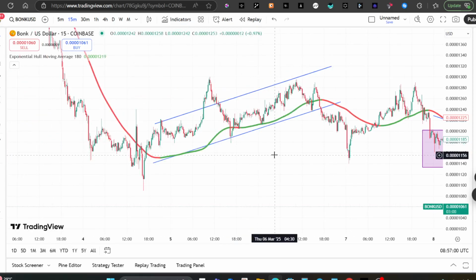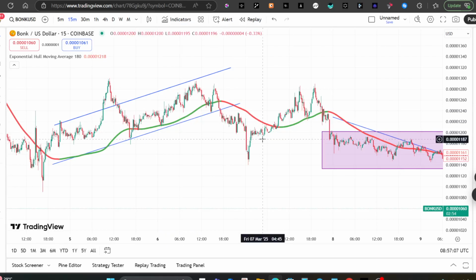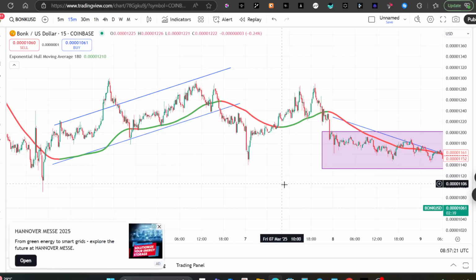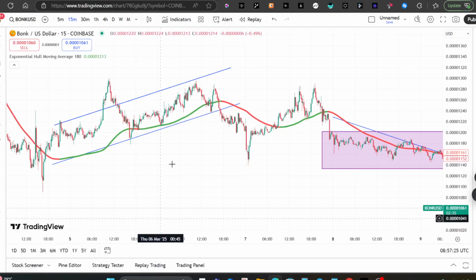150, depending on how smooth you want the EHMA to be. All right, depending on how fast you want it to react to price changes. That's what is going to determine the value you're going to input for your period. Okay, hope that is understood. Remember, the higher the period, the smoother the indicator, but it will also react slower. So you have to test different settings and see what works best for your strategy.